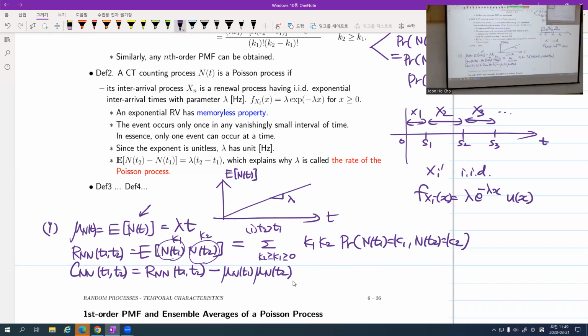So by definition, this autocorrelation function must be computed using this formula. But here goes the trick, okay? We are going to use the first definition, independence of increments, because that is always easier. So here, let me convert this one in this way. What I do is that we want to introduce non-overlapping intervals. So N of t2 minus N of t1 plus N of t1. Got it?